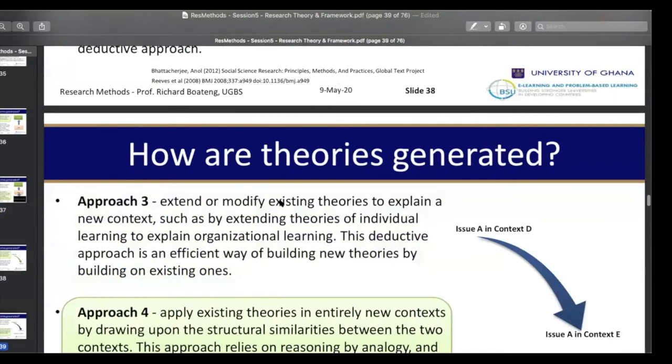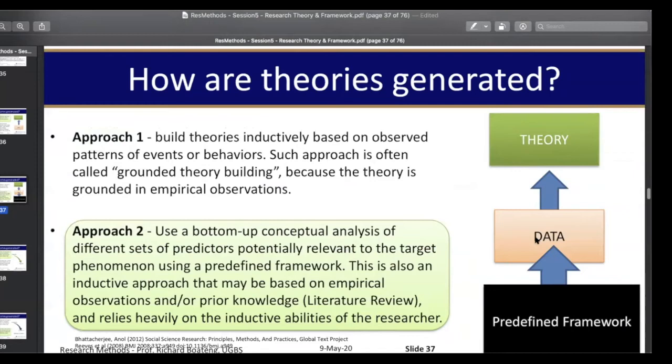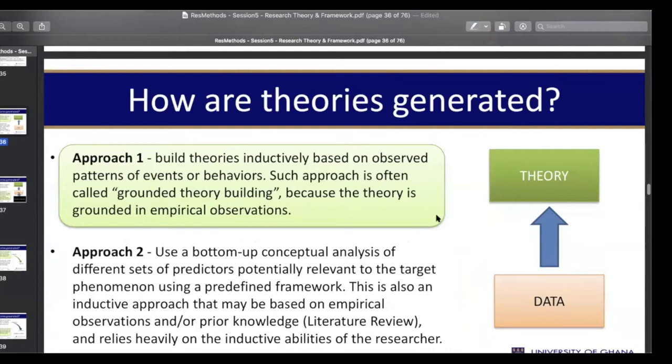These first two, the theory doesn't exist already. You are picking from the data and trying to generate a theory. This one and this one. The theory doesn't exist already. You are picking empirically from data to generate your own theory. Okay, so let's continue.